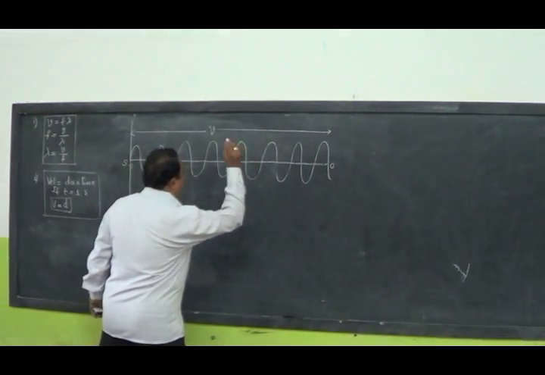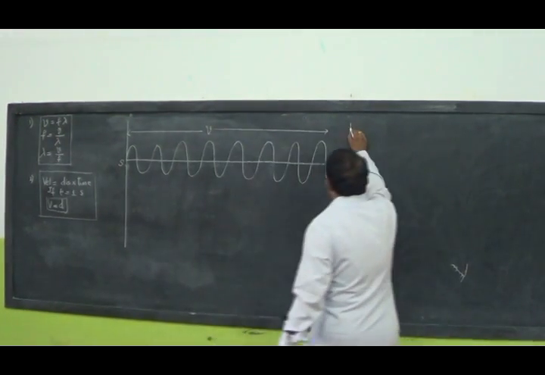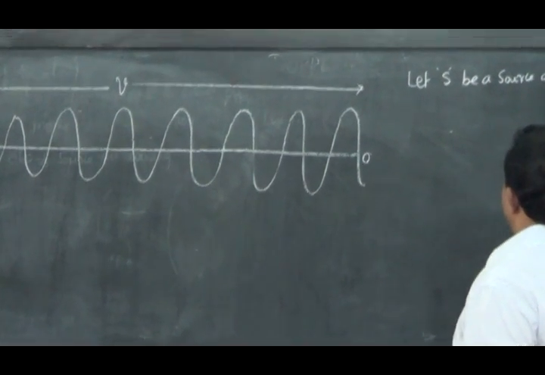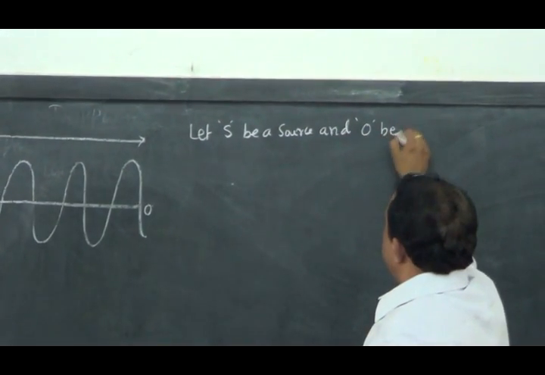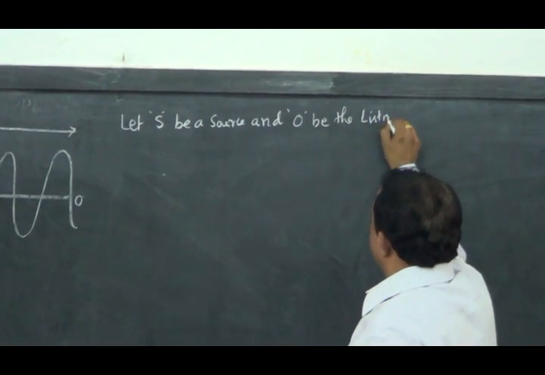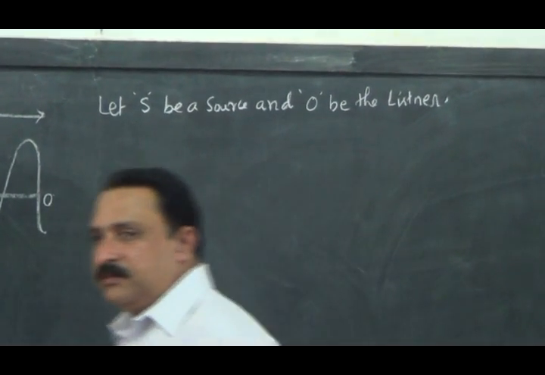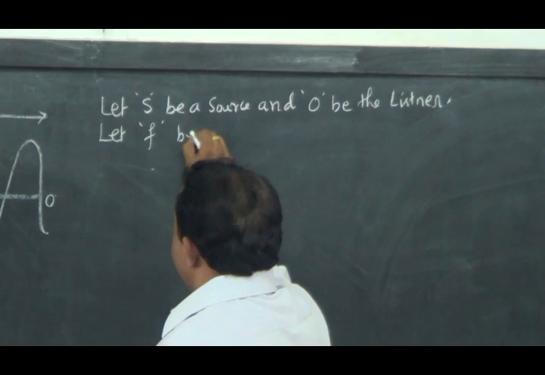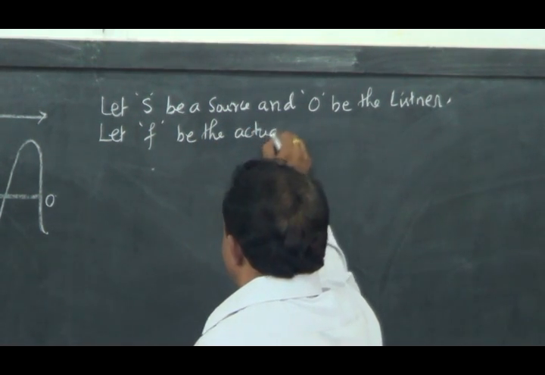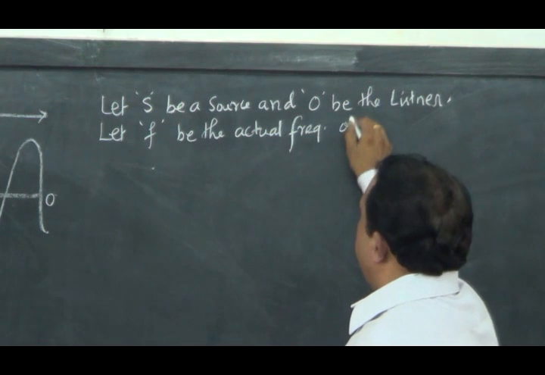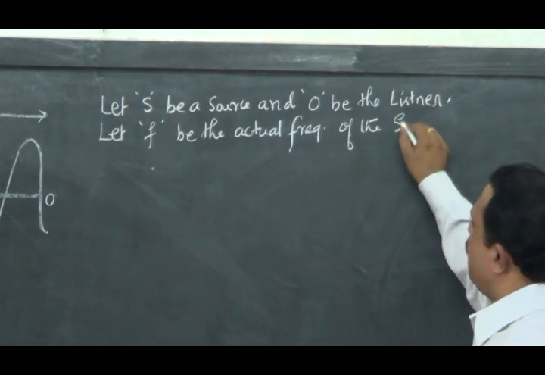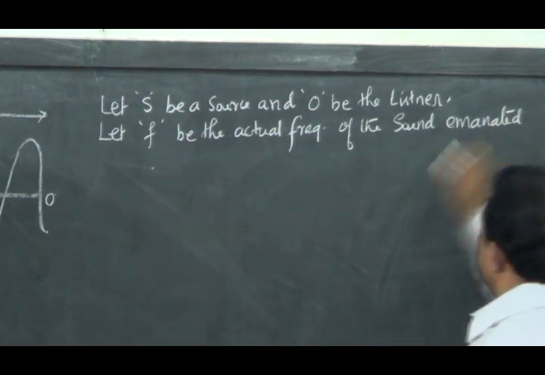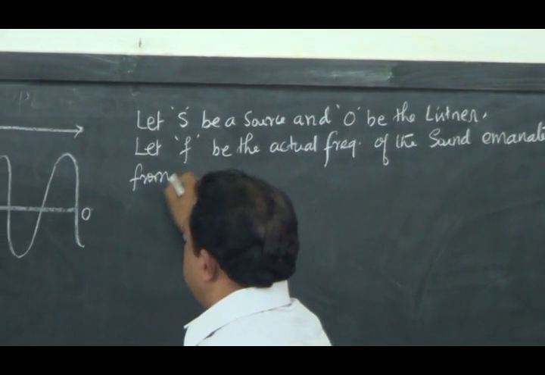Now this distance, I write here. Let S be a source and O be the listener. Let F be the actual frequency of the sound, being given out, emanated from S.